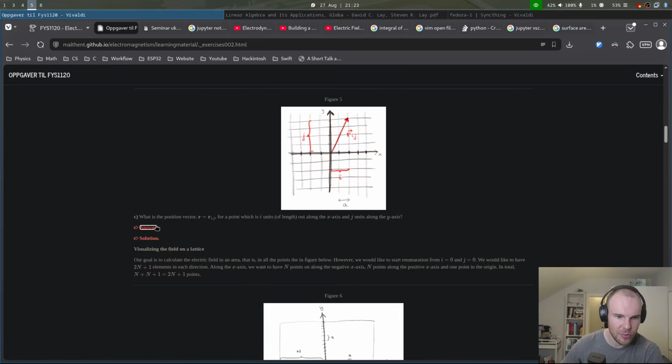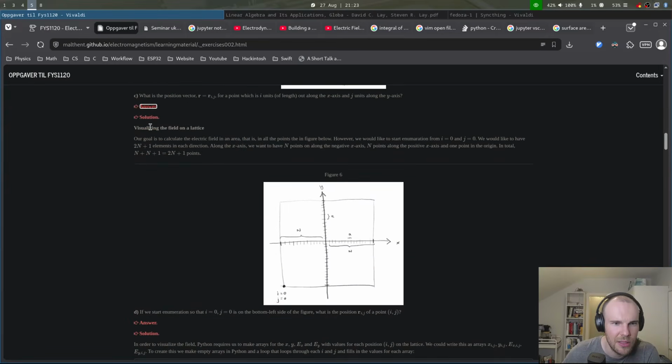Okay, that should be correct, yes. Now we need to visualize the field. So we want to create that grid, right? Our goal is to calculate the electric field in all points in the figure below, right?